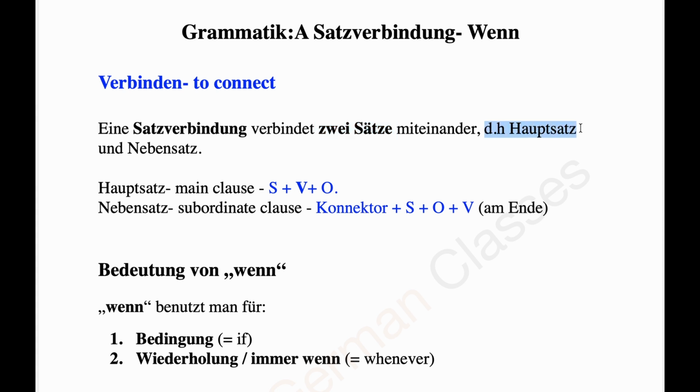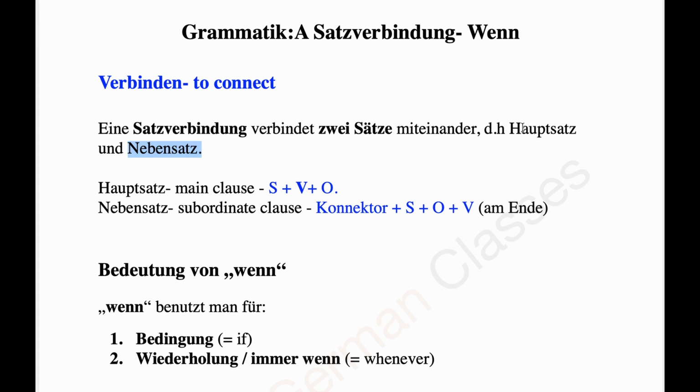That is Hauptsatz and Nebensatz. Hauptsatz is main clause and Nebensatz is subordinate clause. Okay, so a sentence connector is used to connect two clauses or two sentences. One is the main clause, that is called independent clause, and the second is the subordinate clause, that is the dependent clause. I hope it's clear. Now let's understand the difference between Hauptsatz and Nebensatz.